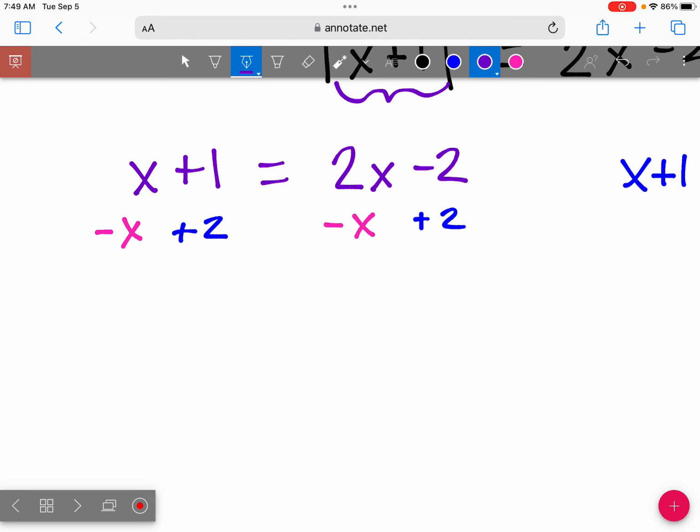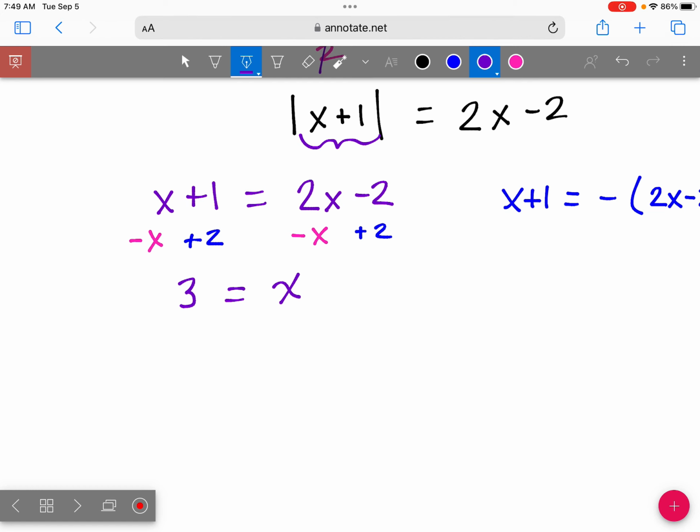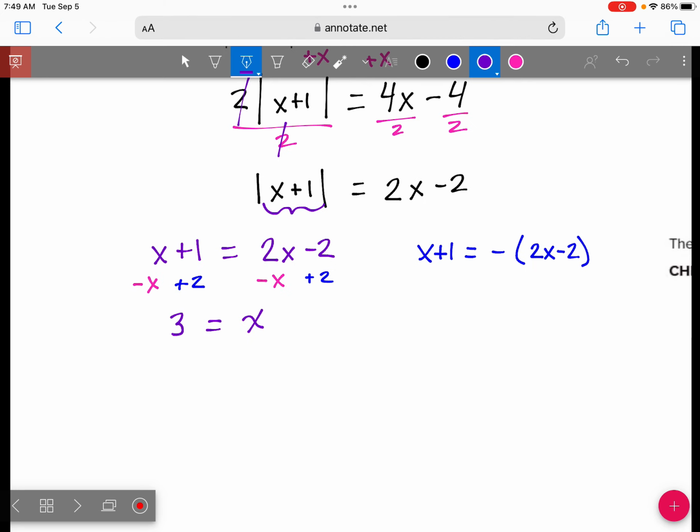The x's are going to leave, leaving me with 3 on this side equals 2x minus x gives me x. If you want to start doing 2 operations on a line, you can absolutely do that. If you still want to make it separate lines, also fine. So we've solved that one.